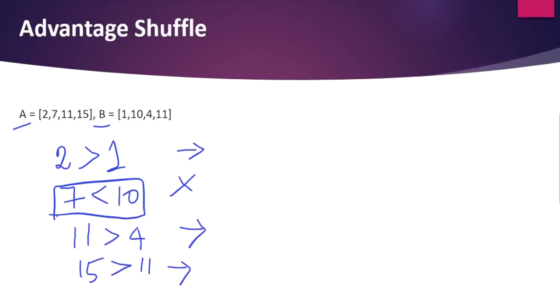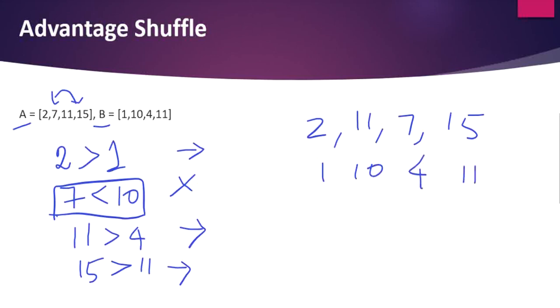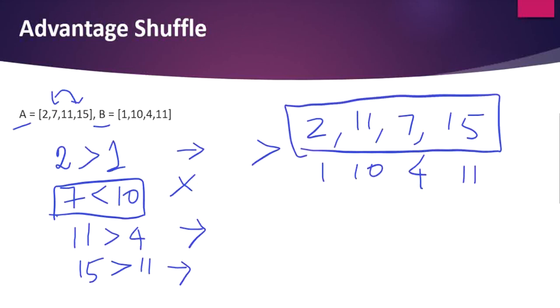So what can we do, or which values can we swap to make it work and have an advantage at all the indexes? Let's shuffle the values 7 and 11. So the array becomes 2, 11, 7 and 15. If you check the values now with B, 1, 10, 4 and 11, all the values in A are greater than all the values in B. So this is one of the permutations of array A that completely has the advantage over array B. So this is going to be one of the outputs we can return.